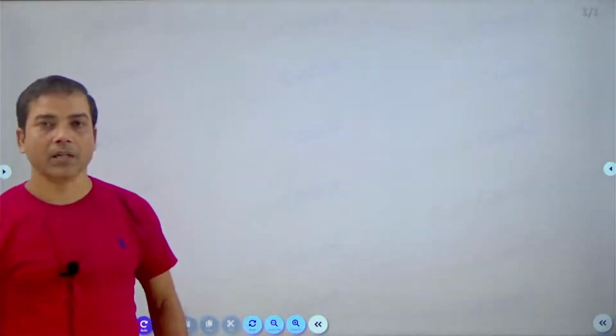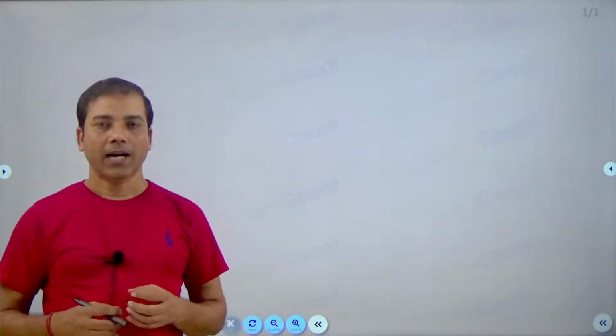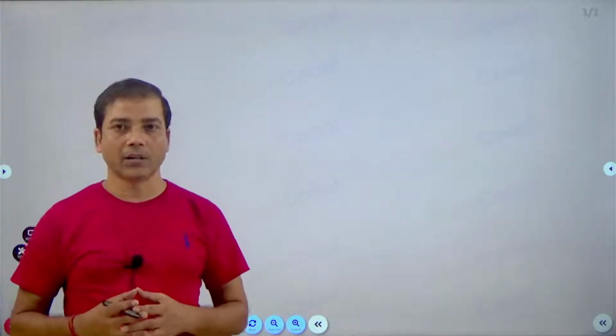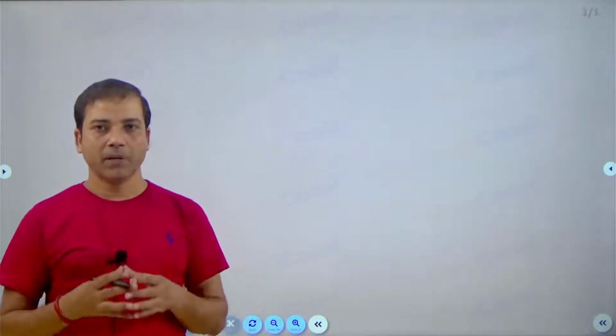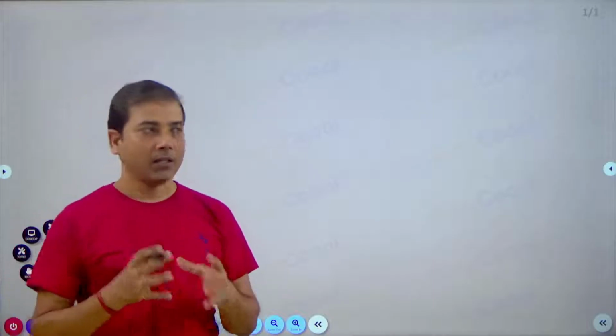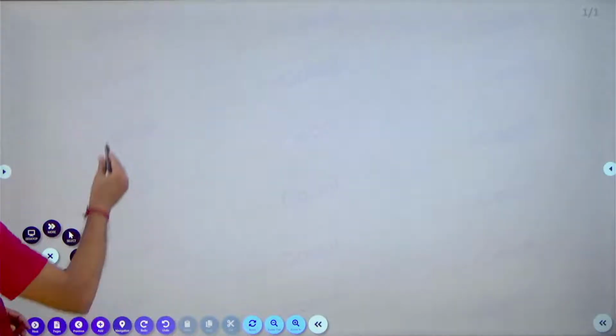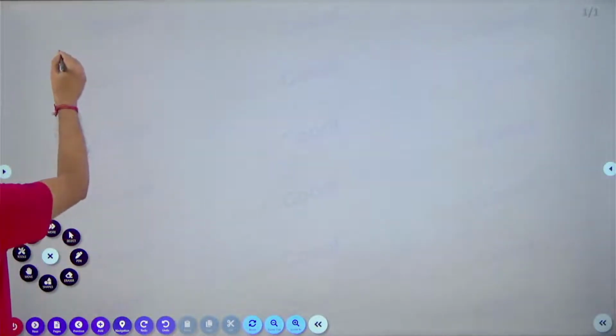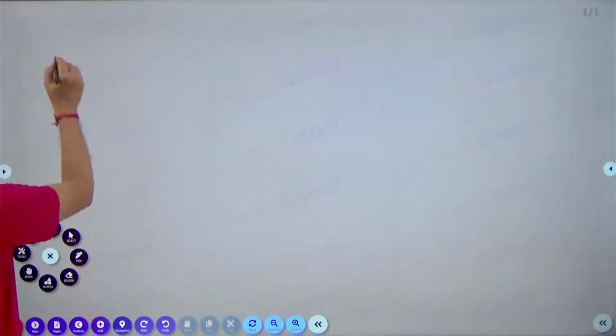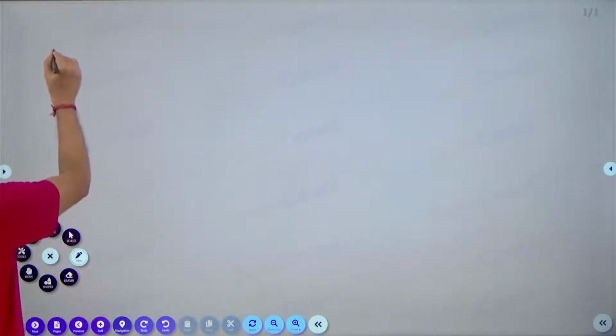In the previous class, we discussed how to simplify irrational numbers, how to multiply, add, and subtract irrational numbers. So let us take some expressions and simplify for practice purpose.